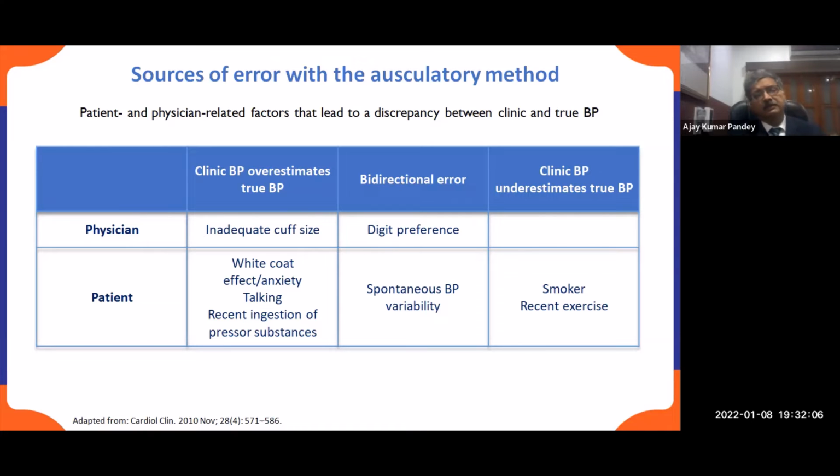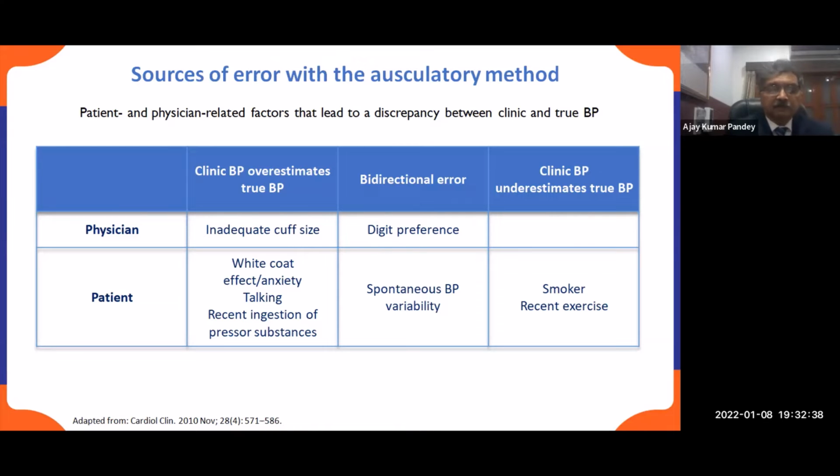From the patient side, we all know that there are a few anxious patients. It's a very common clinical problem we note in our OPD as well as in cancer OPDs, that people come for chemotherapy on the day after stopping their antihypertensive drug therapy, or they become very anxious on the day they come for chemotherapy. Whenever you are measuring blood pressure, the patient should not talk. He should keep quiet. Otherwise, talking also causes some rise in blood pressure.